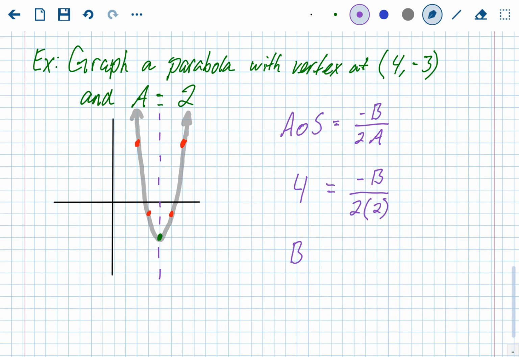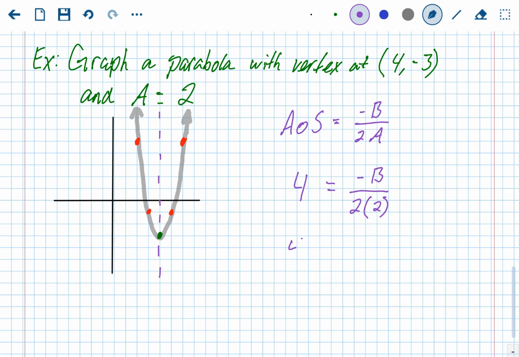If you solve for B, I'll show all the steps. It's 4 equals negative B over 4. Solve for B, multiply 4 on both sides. We'll multiply -4 on both sides to get rid of the negative. And you're left with B equaling -16.